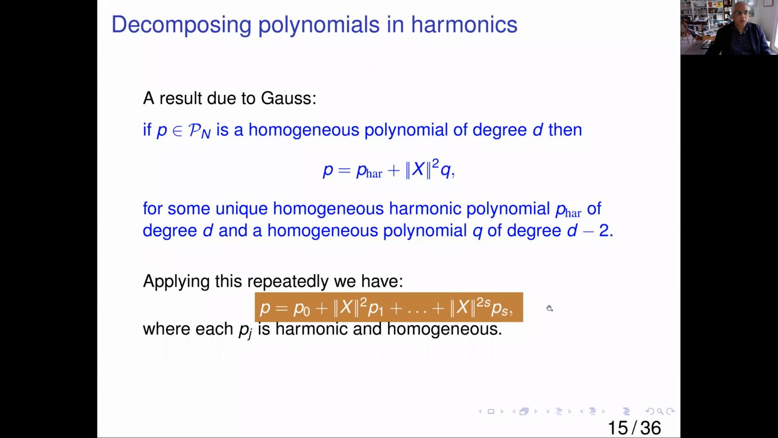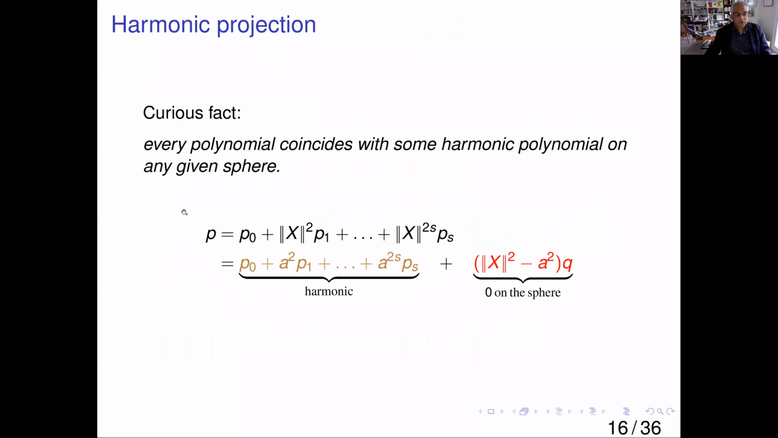Okay, so what do we get? We have this situation here. So this is another way of writing it. P is equal to P0 plus a squared P1 plus dot dot dot a to the 2s PS. And then I wrote it in this way, with x squared minus a squared. It doesn't matter. You can see that whatever it is, that extra part is 0 on the sphere of radius A. And the first part, the P0, P1, through PS are all harmonic, and so this whole sum is harmonic. So what does this give us? It shows us that every polynomial coincides with some harmonic polynomial on any given sphere.